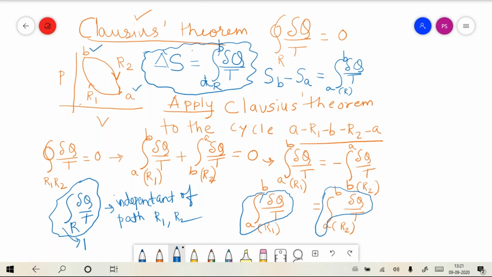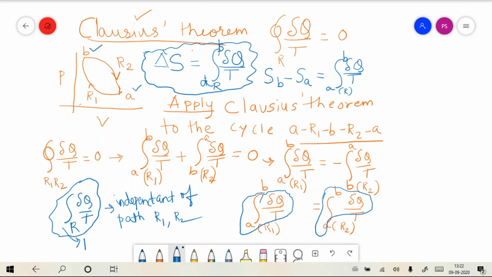Okay, removing this negative sign, what we see is that the integral of del q by T from A to B via path R1 is equal to the integral of del q by T from A to B again via R. It means that this expression, the integral of del q by T, is independent of the path. In other words, it is going to represent a certain change in property. Because it is independent of the path, it is a state function. It is going to represent a certain property.